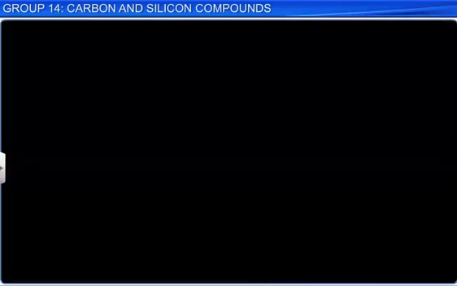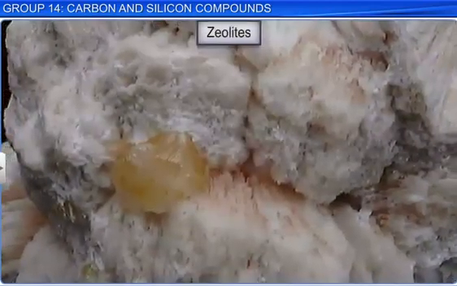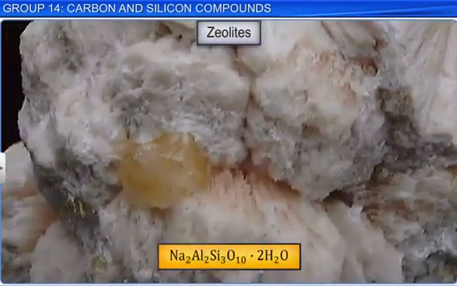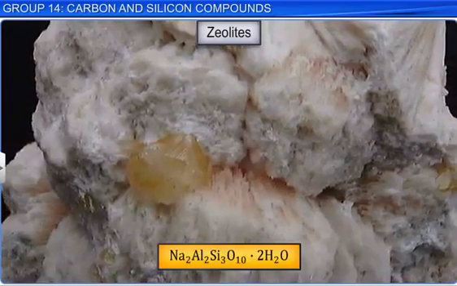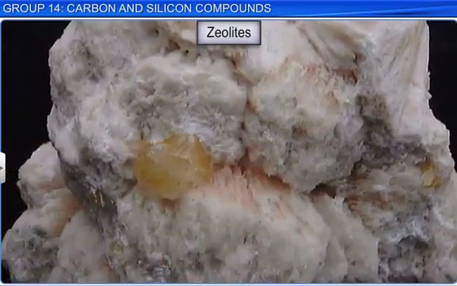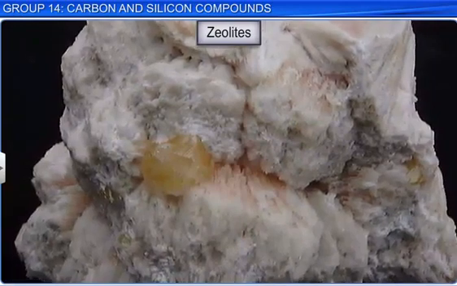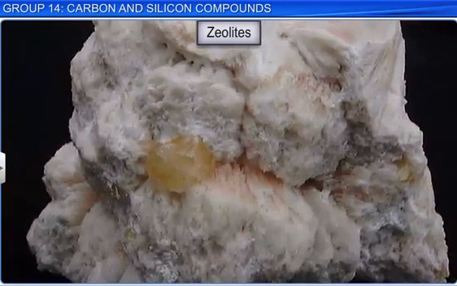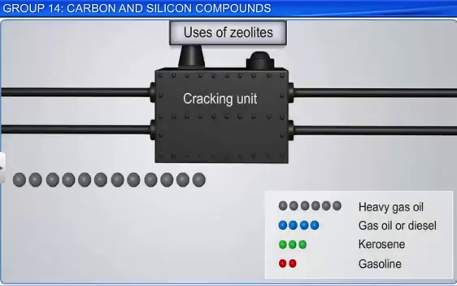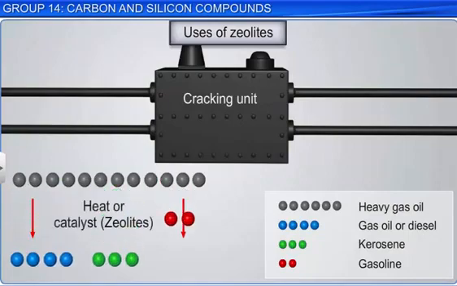Zeolites are hydrated aluminosilicates. They are microporous, with tiny cavities in their structures as shown in the illustration. Zeolites have a variety of uses. They are used as catalysts in the petrochemical industry, for example, in the cracking of hydrocarbons.